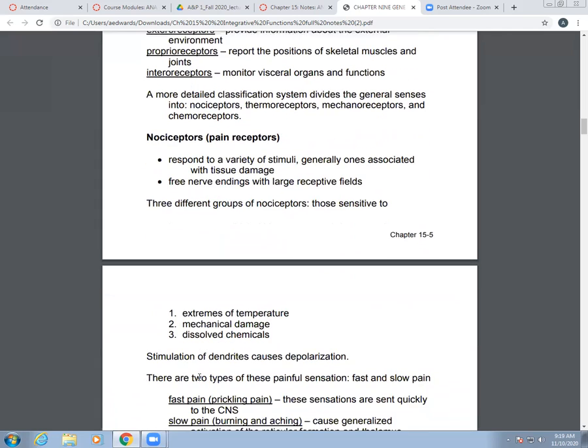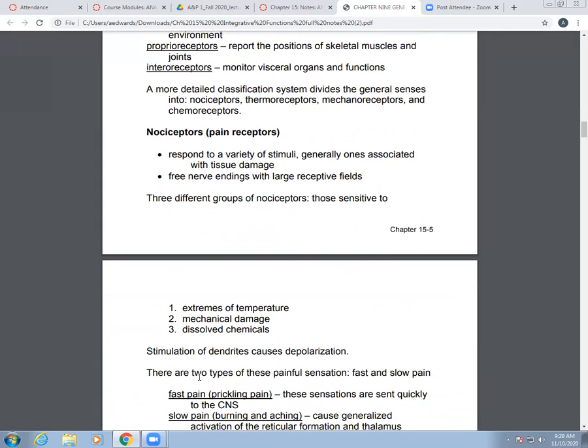You have 3 different groups of nociceptors. Some are sensitive to changes at extremes of temperature. Some are sensitive to mechanical damage, and some are sensitive to dissolved chemicals, okay? But each of those 3 things could cause pain, right? Pain receptors. And remember, we're still talking about receptors that connect to nerves. So when these dendrites get stimulated, you get a depolarization, okay, from the receptor.